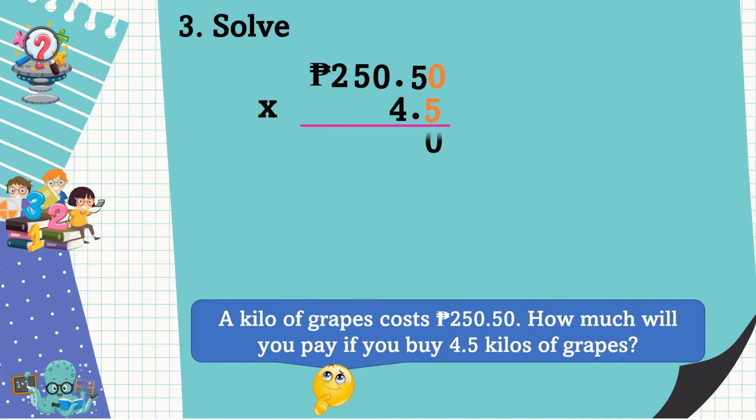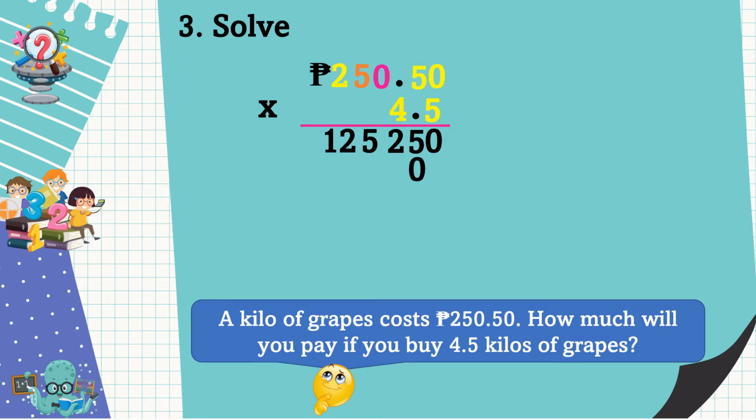So let's multiply. 5 times 0 is equal to 0. 5 times 5 is equal to 25. 5, regroup 2. 5 times 0 is equal to 0 plus 2 is equal to 2. 5 times 5 is equal to 25. 5, regroup 2. 5 times 2 is equal to 10 plus 2 is equal to 12. Next, 4 times 0 is equal to 0. 4 times 5 is equal to 20. 0, regroup 2. 4 times 0 is equal to 0 plus 2 is equal to 2. 4 times 5 is equal to 20. 0, regroup 2. 4 times 2 is equal to 8 plus 2 is equal to 10.